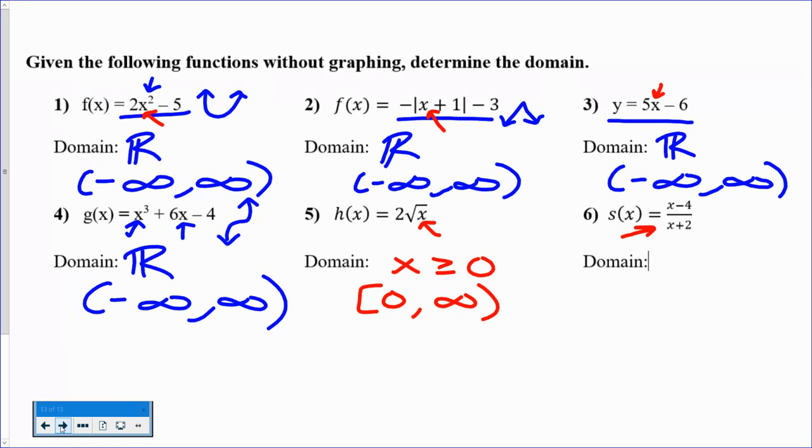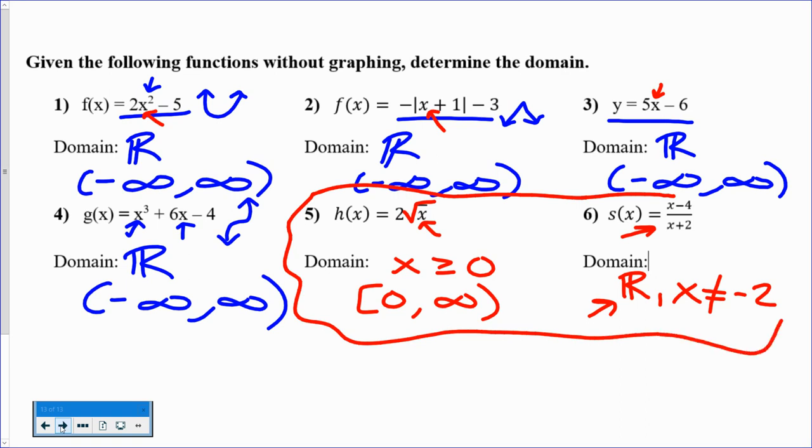Number 6, same thing here. In our last unit, we said things like, well, that would be all real numbers except x could never equal negative 2. We won't write it in interval notation form. Just this way is fine for right now. Okay, so if I have an x in my denominator, that means I'm going to have a restriction on what can be in the denominator. If I have a square root, I'm going to have a restriction on what goes in there. Everything else will be all real numbers for your domain. So those are the two situations where we're going to have restrictions on the domain.